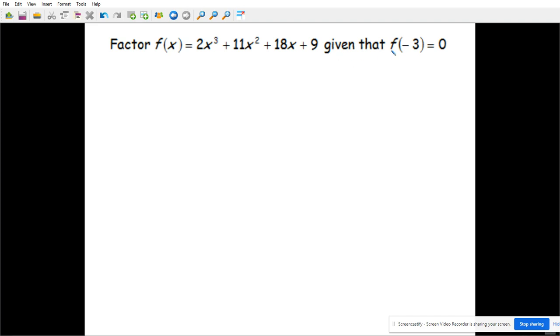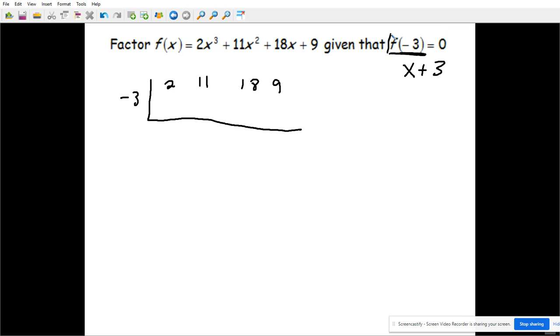But I am telling you that f of -3 is equal to 0. That means that this is a 0. If I give you a 0 to write a factor, we always just put an x in front and change the sign. So what I'm saying is this is a 0, so I use the same exact number that's given, and I'm going to do synthetic division. Okay, again, the setup. Where did the -3 come from? Because I told you that's a 0. It was given as a 0, not a factor. So I take every coefficient here.